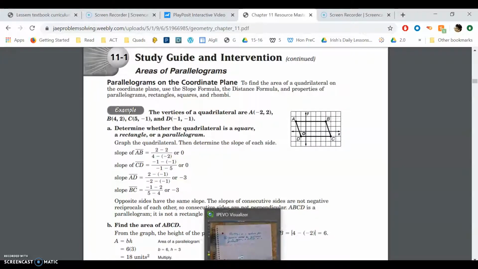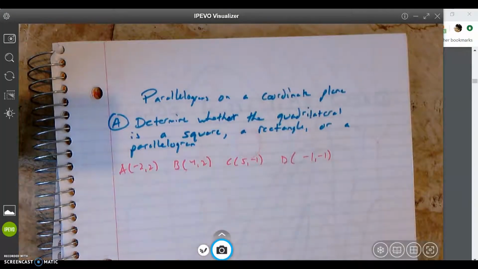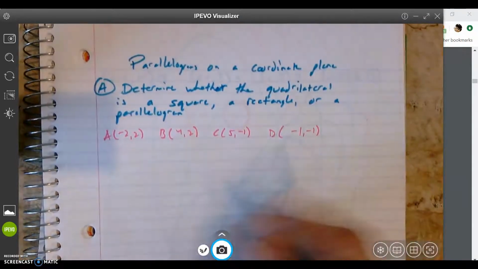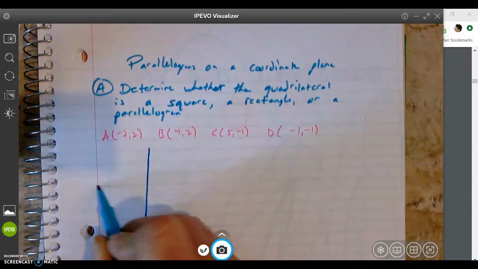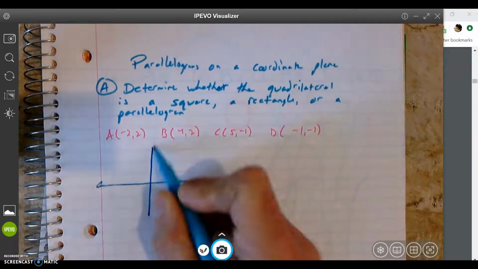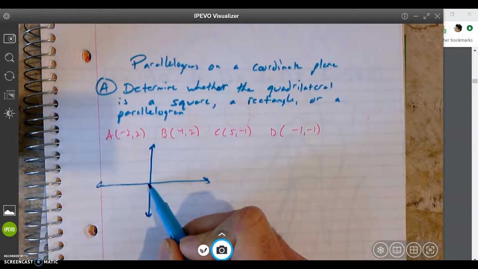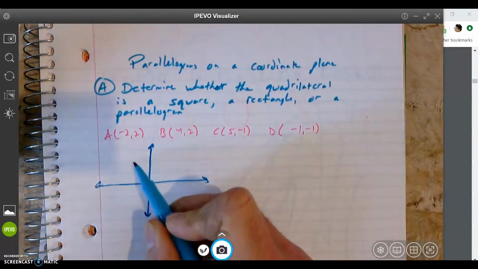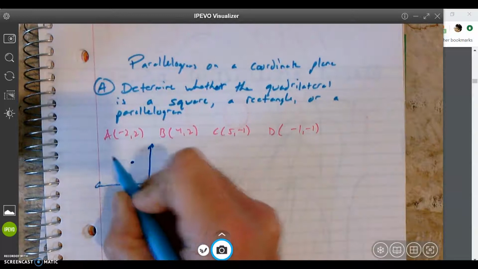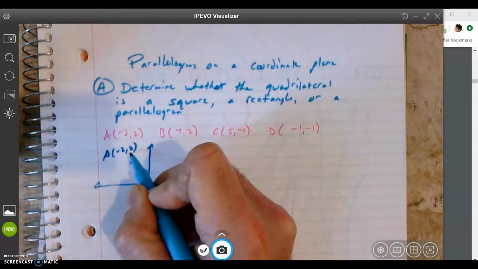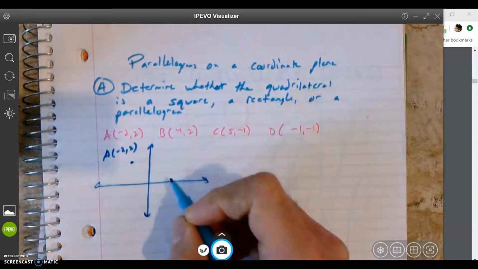Write down the important information, and then bam. Let's get to it. So A, B, C, D. I'm going to draw a little picture. Always draw pictures in geometry. If they don't have it, it always helps understand what's going on. So A is -2, 2. Always label that right there because I'm probably going to use it later in the problem.